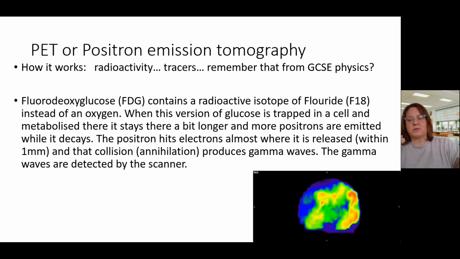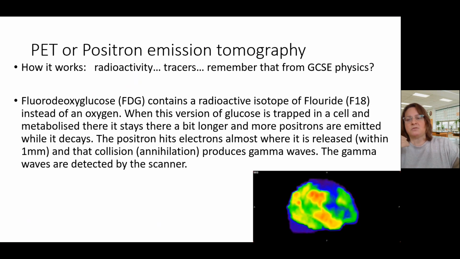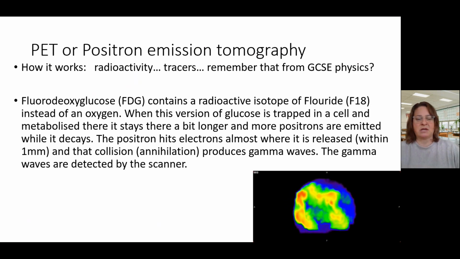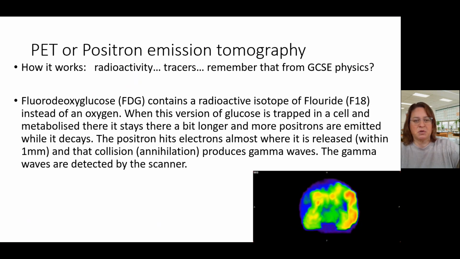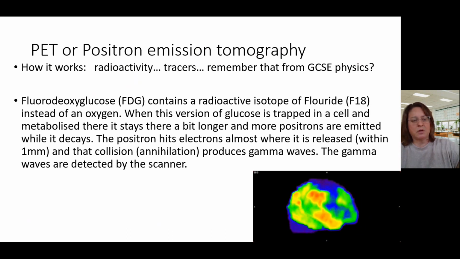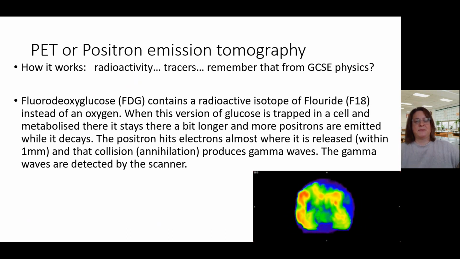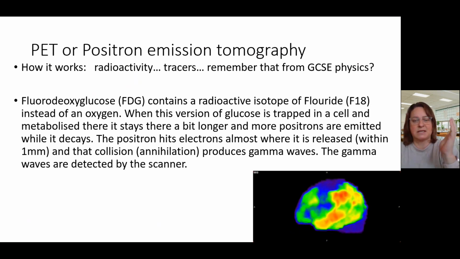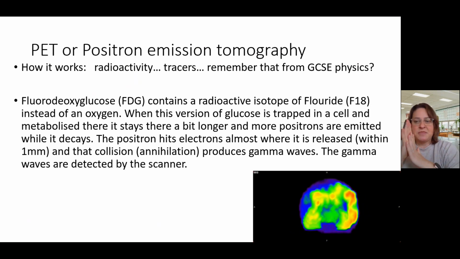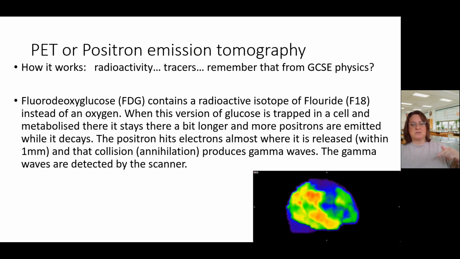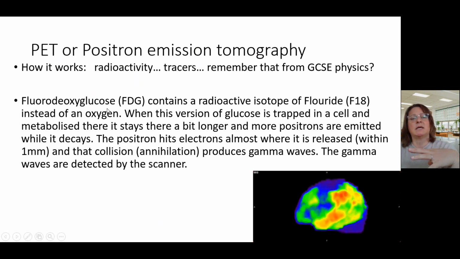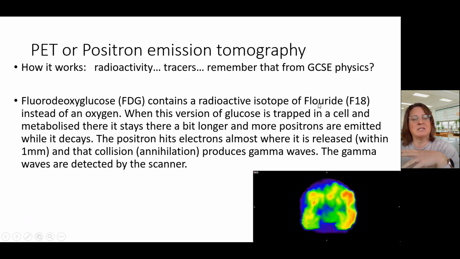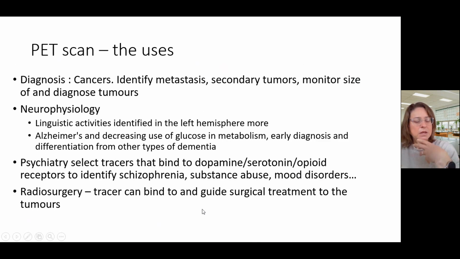And as that tracer goes through the brain, it will gradually, randomly decay. Radioactive decay is random. You're going to randomly get decay processes, and you're going to get positrons hitting electrons. You get the gamma waves produced when the positron is hitting an electron. That can then be detected by a scanner. So think of the fluorodeoxyglucose as a glucose with a radioactive fluoride instead of an oxygen. Uses of it, diagnosing cancers, obviously.